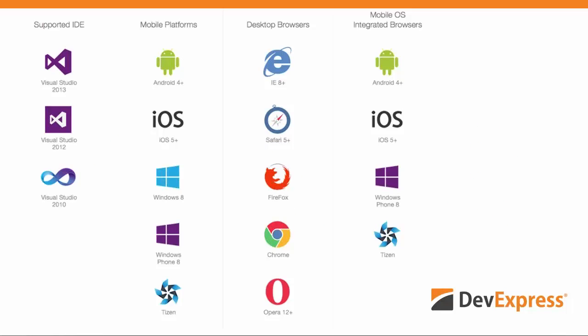Now, DevExtreme Mobile is supported from Visual Studio 2010 all the way through to 2013. And of course, we will be providing support for Visual Studio 2014 when it's released. We currently support the Android, iOS, Windows 8 and Windows Phone platforms and Tizen as it becomes more available. We've got full support for all the modern browsers, including IE, Chrome, Opera, Safari and Firefox. And it's also supported on the integrated mobile browsers on those devices such as Android, iOS, etc.